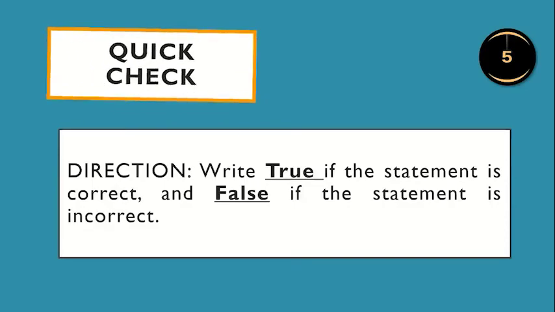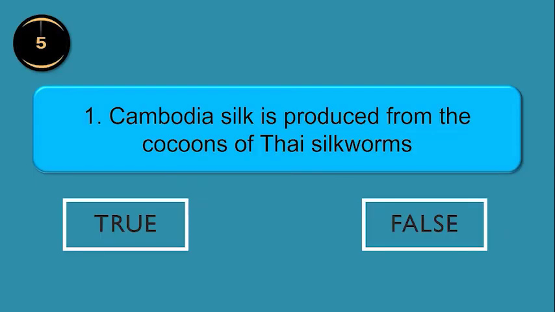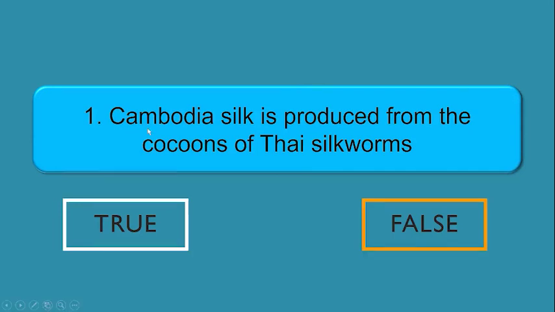Now let's have our quick check. Direction: write true if the statement is correct and false if the statement is incorrect. You have 5 seconds to answer each item. Let's start. Number 1. Cambodia silk is produced from the cocoons of Thai silkworms. True or false? You have 5 seconds. Time is up and your answer is? That is false because it should be Thailand.